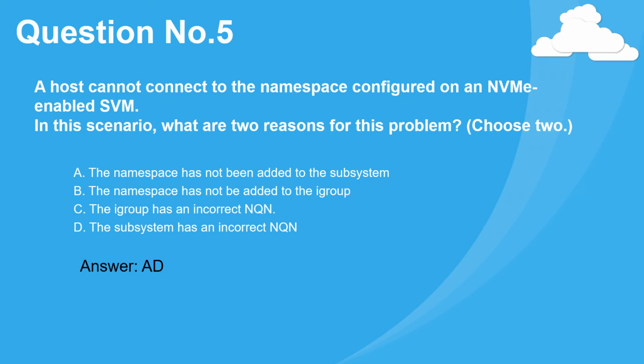Question number 5. A host cannot connect to the namespace configured on an NVMe-enabled SVM. In this scenario, what are 2 reasons for this problem? Choose 2. A. The namespace has not been added to the subsystem. B. The namespace has not been added to the igroup. C. The igroup has an incorrect NQN. D. The subsystem has an incorrect NQN. Answer. A, D.